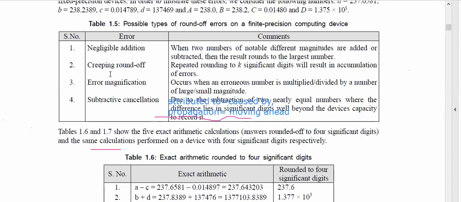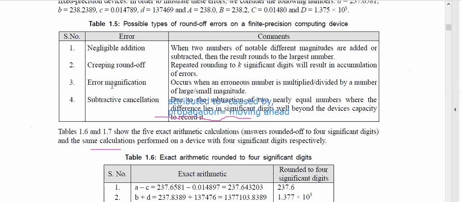Creeping round off. Repeated rounding to k significant digits will result in accumulation of errors. Repeated, this is creeping round off. Repeated rounding to k significant digits. K is important here in accumulation of errors.